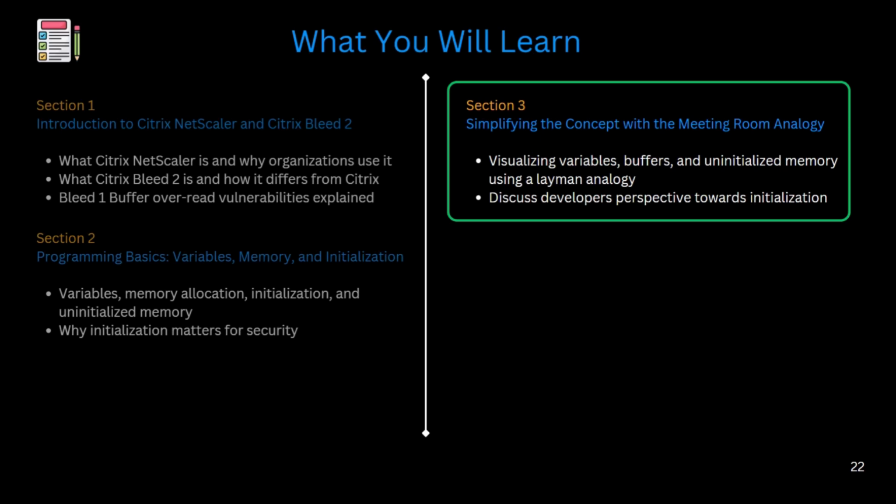All right, so welcome to section 3. So far, we have looked at the Citrix Bleed 2 vulnerability from a technical lens, talking about how uninitialized variables and manual memory handling in C can lead to information leaks. Now, in this section, we are going to simplify the entire concept using a layman friendly analogy.